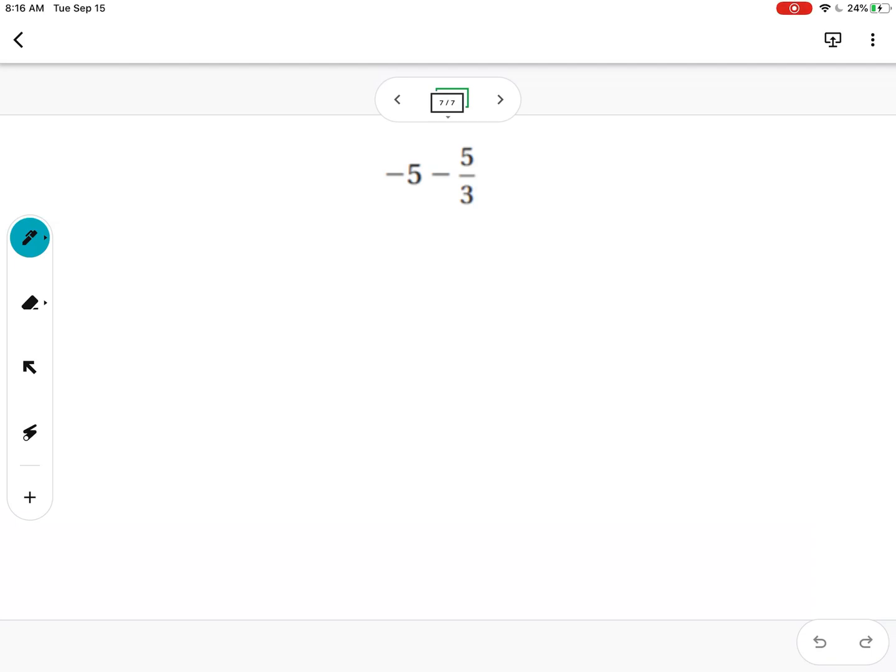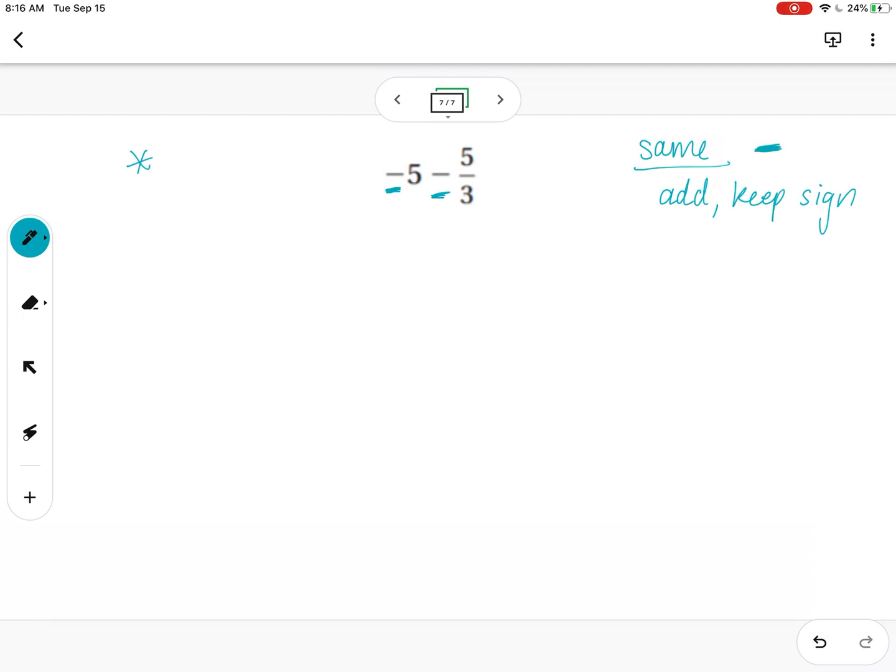So like I said, it's always a good idea to use your integer rules to first determine where you're going to go from here. In this case, when we look at the signs, we have a negative sign right there and a negative sign right there, which means these are going to be the same sign. And of course, our answer then is going to be negative. And remember, when they're the same, we add and keep the sign. So we're going to keep that negative sign.